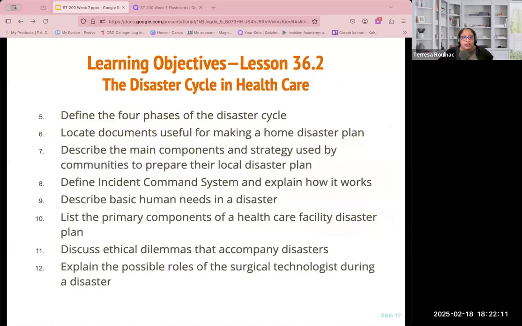All right. So we've got 36.1. Now we get into the 4 phases of a disaster cycle. We're going to talk about documents. We're going to look at strategies. We're going to look at the incident command system. Talk about basic human needs. Look at primary components of healthcare facilities. There are ethical dilemmas that come up, but we have to again look at our role or our potential role in a disaster.